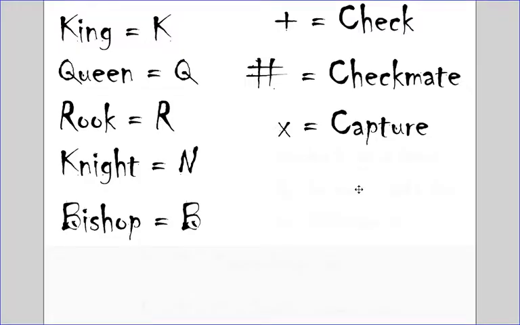So these are the letters that we will be using for each chess piece. Notice something is missing, the pawn. We'll get to that in a minute.